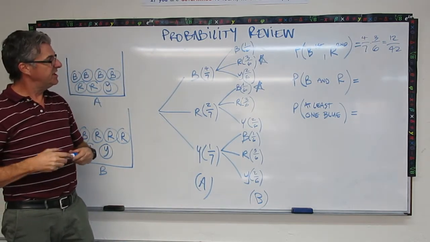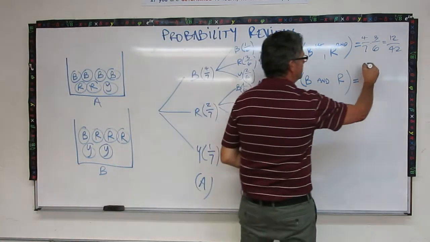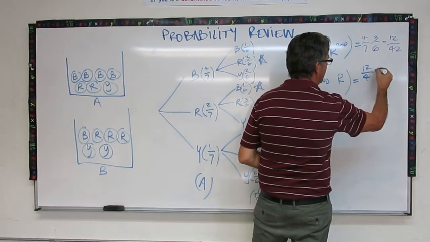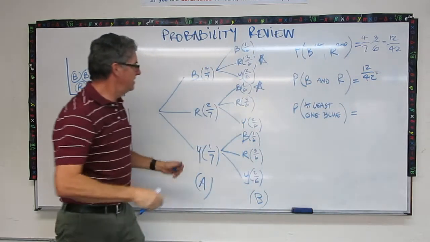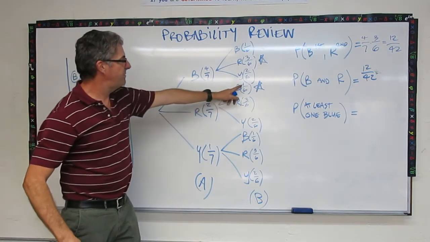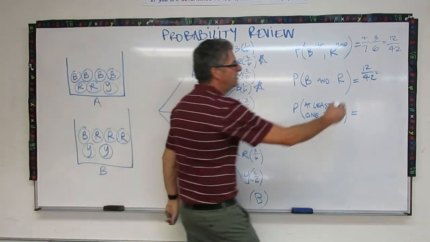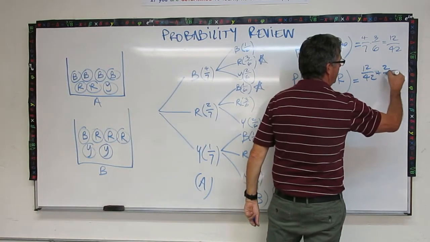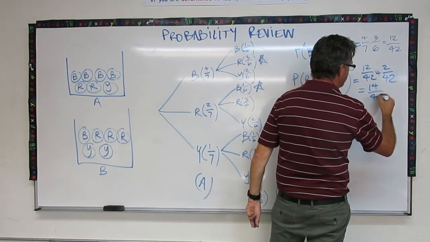Okay, so let's take a look. We know what this one is already. This is 12/42. We calculated that up above. So I'm just going to rest on that. This one we need to figure out. So let's multiply 2/7 by 1/6. That's going to be 2/42. So this is going to be 14/42.